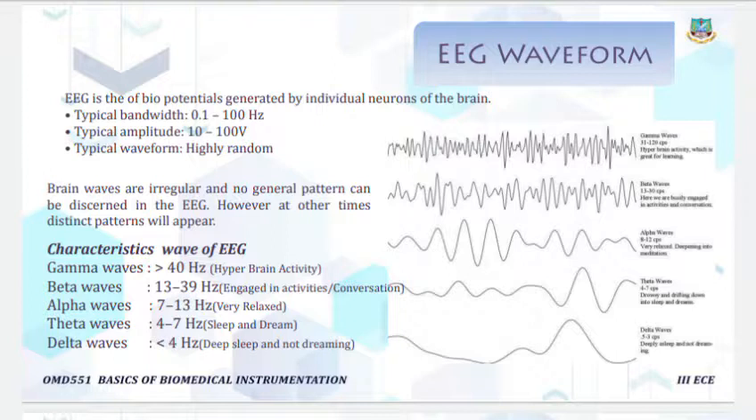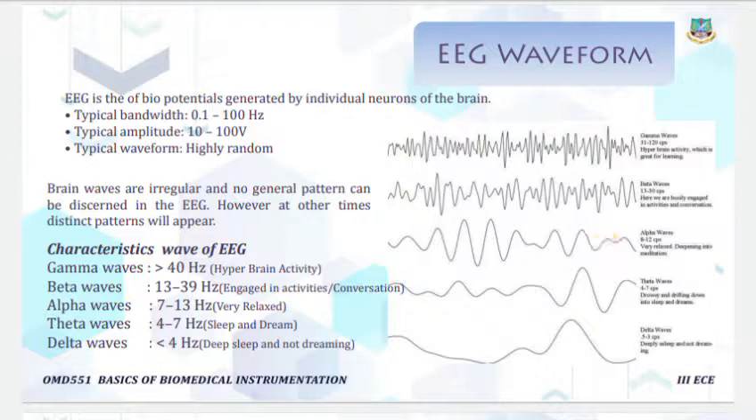Next one, beta waves. Beta wave frequency ranges from 13 to 39 Hz. It is mainly seen if we are engaged in a conversation with others. At that time this waveform will activate. Then alpha wave. This alpha wave has a frequency of 7 to 13 Hz, and it mainly occurs when we are in a very relaxed disposition.